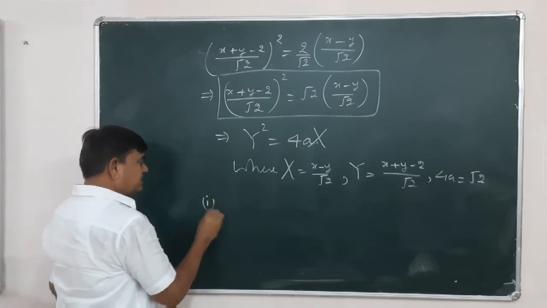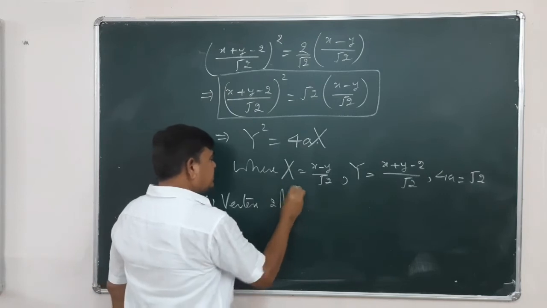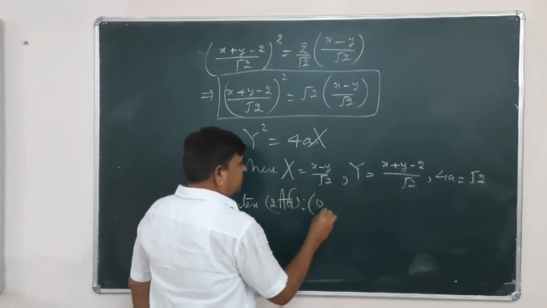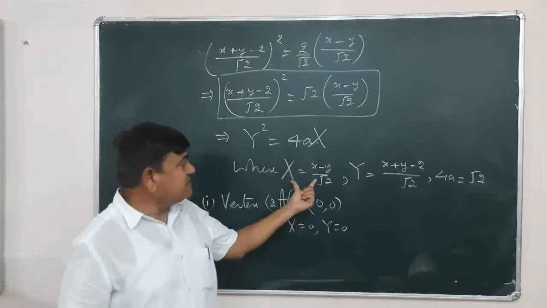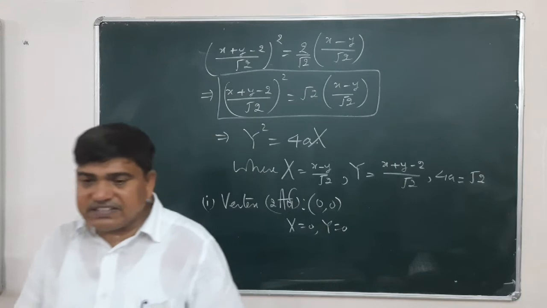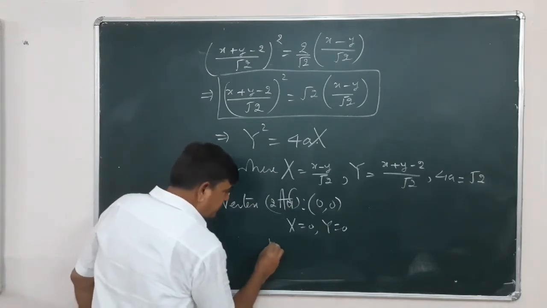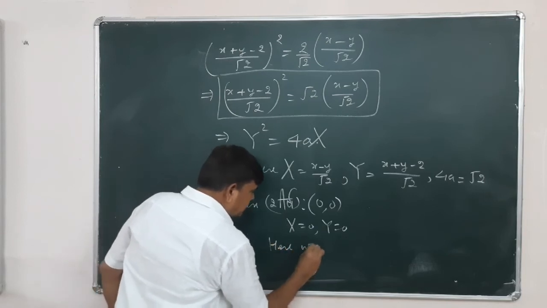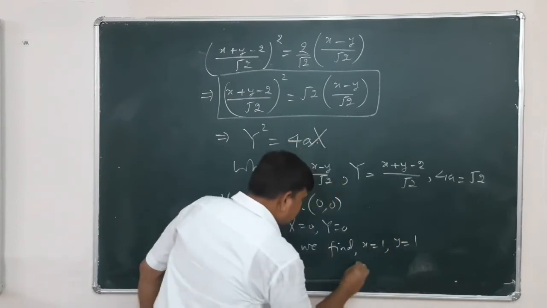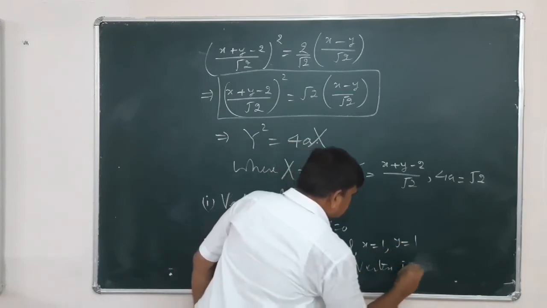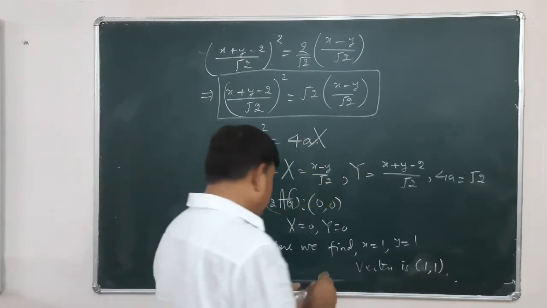So the first is the vertex, that means capital X is 0, capital Y is 0. When you simplify this one, we find the coordinates of the vertex. Here we find X is 1, Y is 1, so the vertex is (1, 1). So you just simplify this yourself.